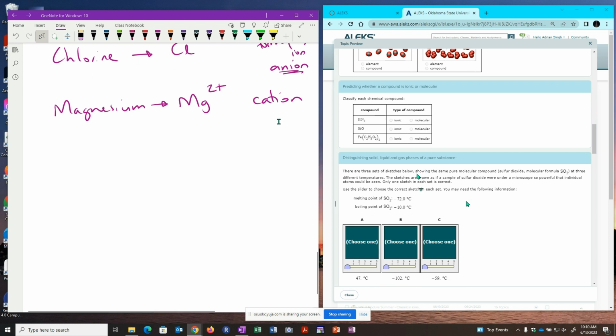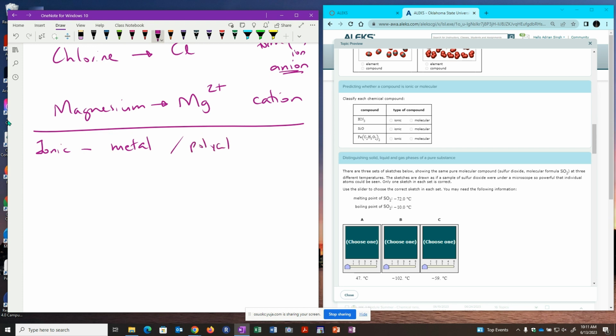All right, and then the next one we'll take a look at looks at classifying each chemical compound as ionic or molecular. So the quick way to identify these: your ionic compounds will contain, what you need to look for, either metals or polyatomic ions. And for molecular compounds, or sometimes they're referred to as covalent, you'll see only nonmetals. Okay, so that's what we're looking for.